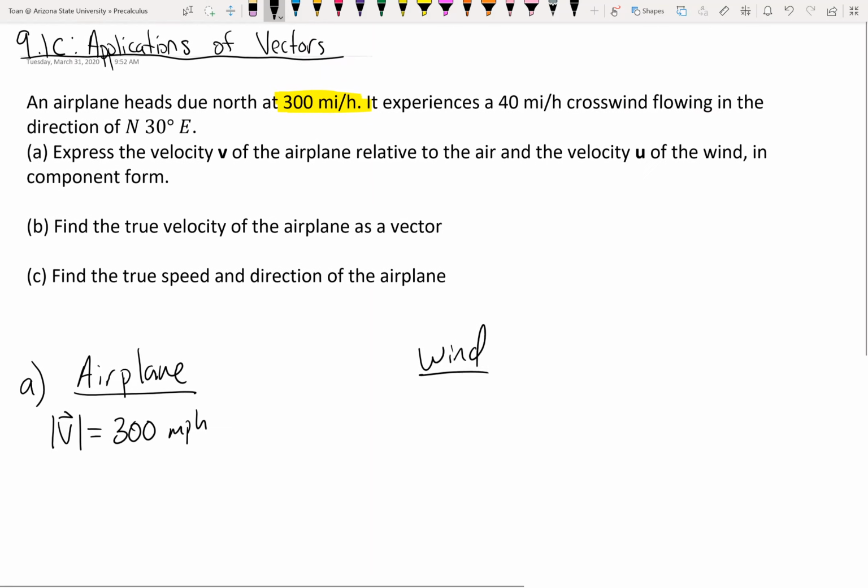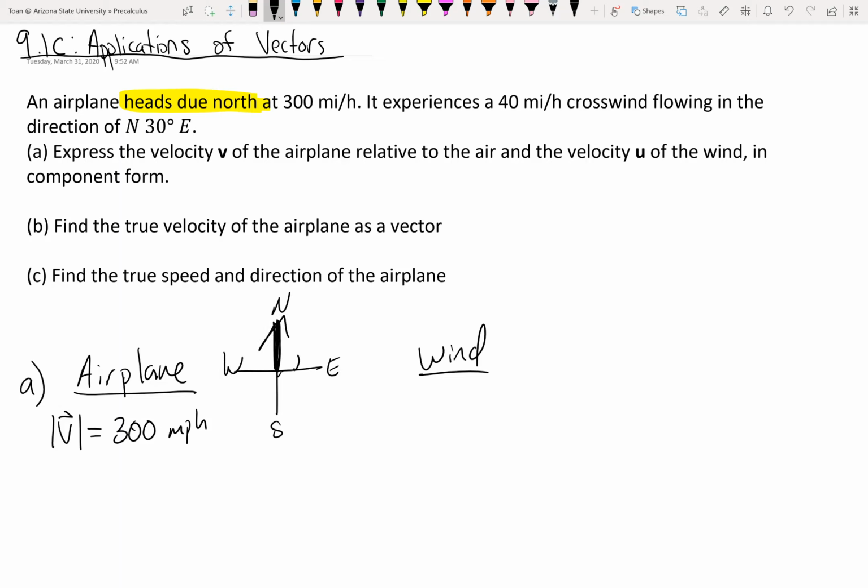Now, you saw my sketch. Even though it didn't explicitly say it, it did implicitly tell us the angle or the direction of the airplane. It says the airplane heads due north. So if you were to sketch that out, north, south, east, west, due north is up here. So the angle, I can just know by visualization, I'll call it theta v, is 90 degrees, or pi over 2 radians. I'm going to use degrees just because that's what the problem used. Typically when it comes to word problems, I tend to use degrees because it's easy to visualize. If it wasn't a word problem, I would use radians.